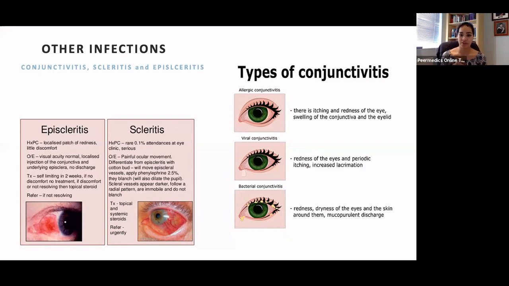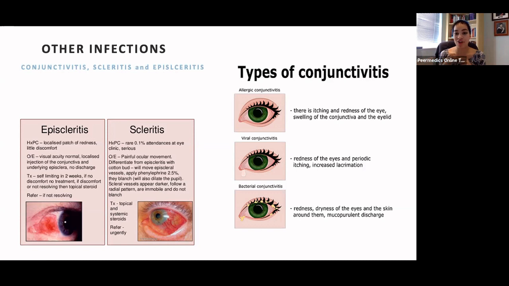And then we've got bacterial conjunctivitis, which is red, dry, so no lacrimation. And you get this really horrible mucopurulent discharge, which is a green, yellow discharge all around the eyes. It can crust the eyes together and get stuck, particularly at night. So they sleep, their eyes are closed, and then they wake up and have to pry their eyelids open. It's very nice. Okay, so conjunctivitis, what about episcleritis versus scleritis?